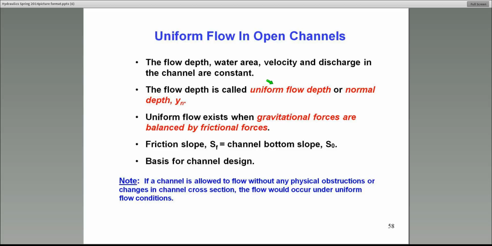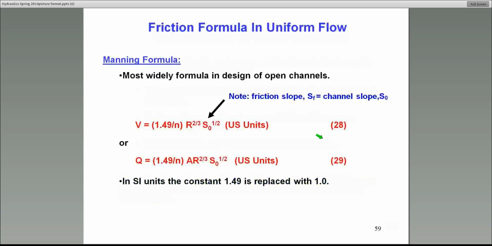It's also referred to as normal depth, and basically this depth in the channel exists when the gravitational force balances out all frictional forces. That means, bottom line, when you assume the friction slope, as we'll see in the Manning's formula, equal to the channel slope, we get uniform flow depth. So depth is the same constant everywhere in the channel. That's what it means. Now, the question is how to calculate that.